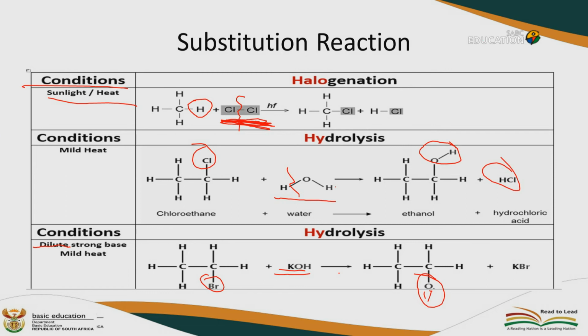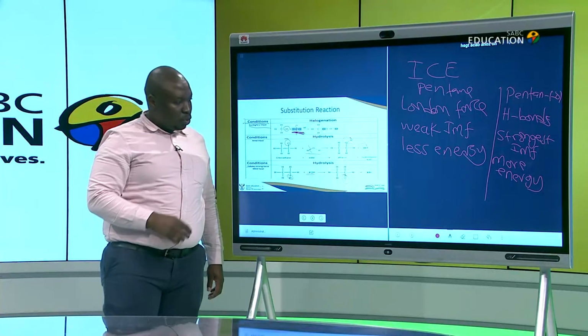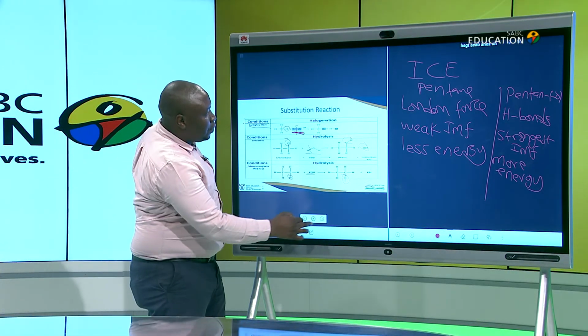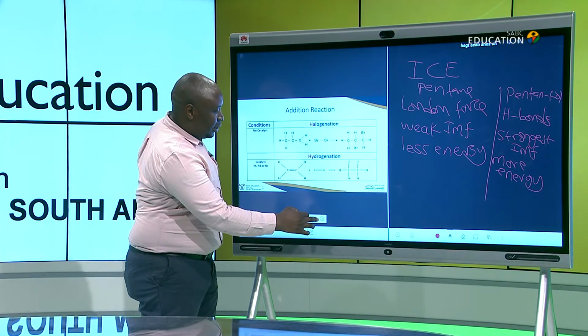So remember, we talked about four substitution reactions. The first one was halogenation. We had two hydrolyses and one halogenation. So you can see that you have two halogenations and two hydrolyses under substitutions. What is important here, for each reaction, you must know the special conditions, what is needed for that reaction to take place. Now, that is substitution.